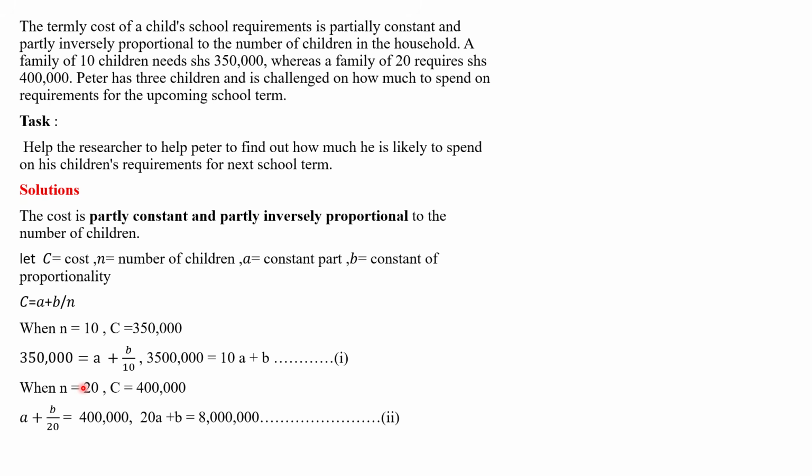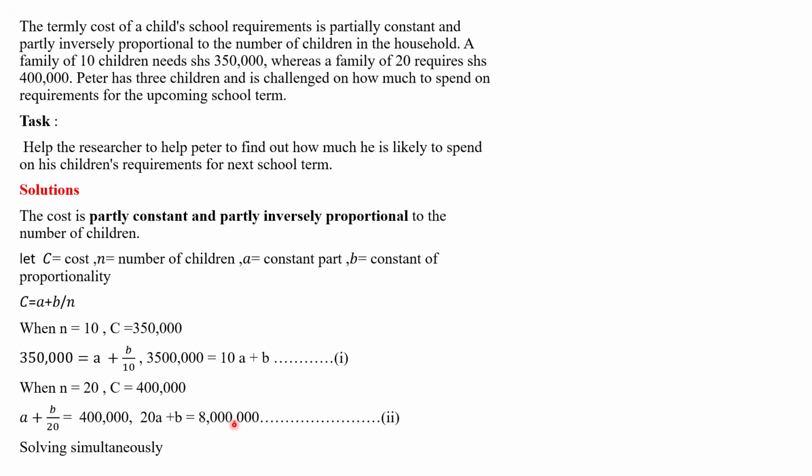Similarly, for the family with 20 children, the cost is 400,000. Still do the same, multiply by 20 throughout. After substituting, we have A plus B over 20 is equal to 400,000. Then multiply by 20 throughout and you get 20A plus B is equal to 8 millions. And here now you can see that we have simultaneous equations. Now you solve them simultaneously.